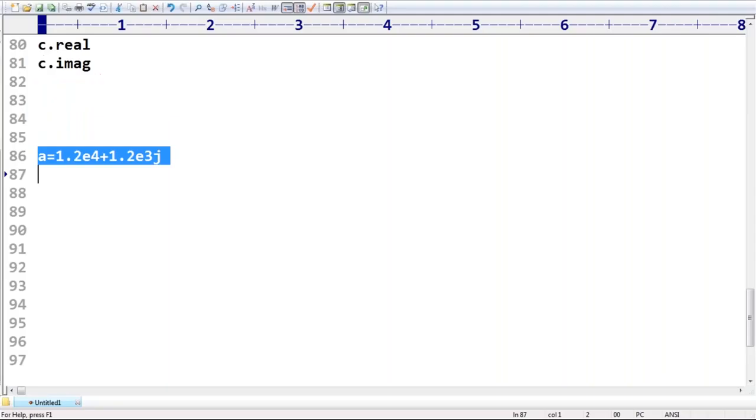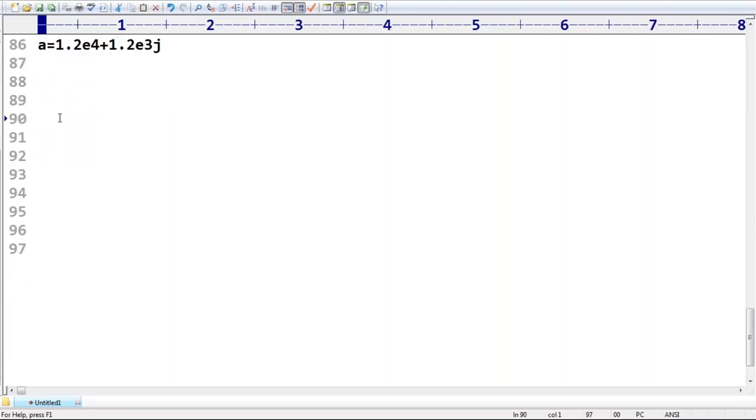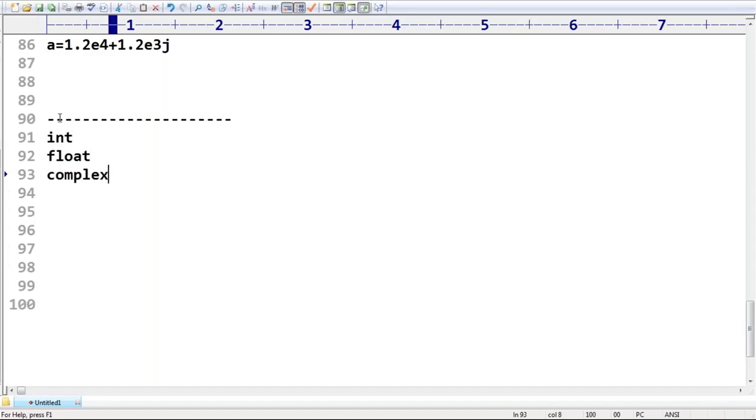Clear? Okay. What is the next data type? Up to this, how many data types did we cover? Three. What is the first one? Int we covered, float we covered, and after that, complex we covered. Three data types we discussed, right? Next, the fourth one, the bool data type.